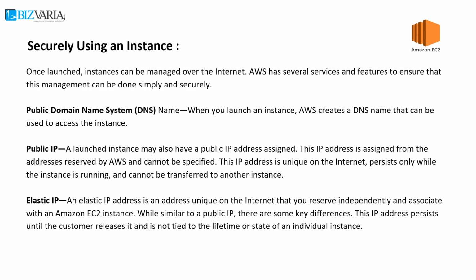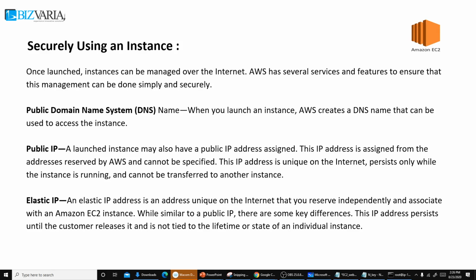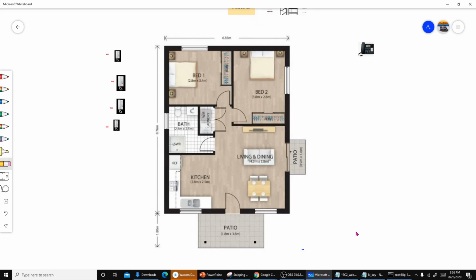So in this topic, we're going to talk about the public IP address, private IP address, and the elastic IP address. For that, I am going to show you an example. So this example will make more sense than this technical terminology. So let's see. Everybody can see this page? I have a layout. Yes, we can see it.